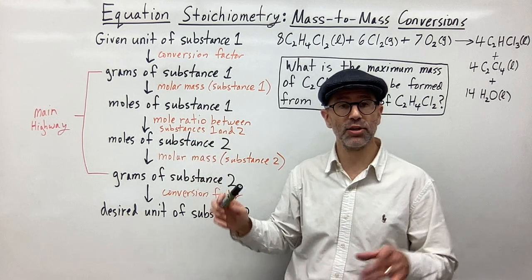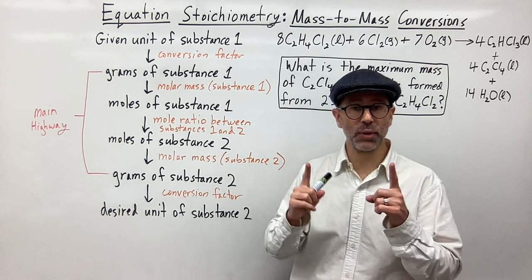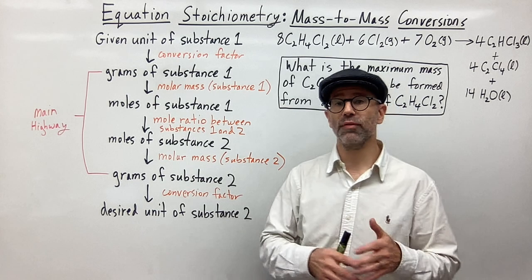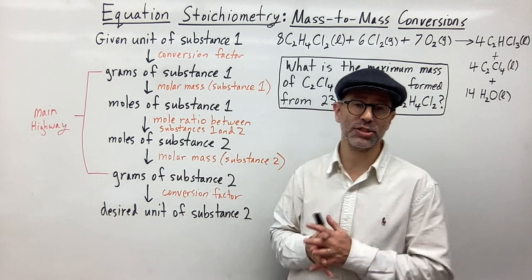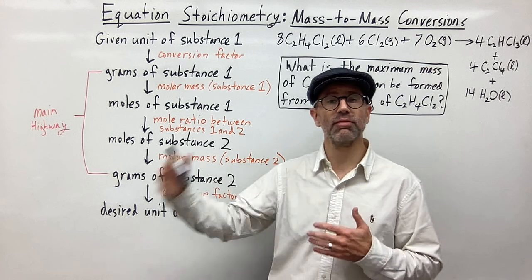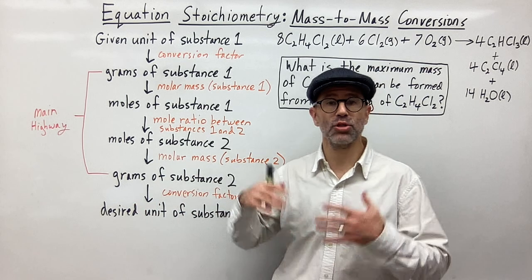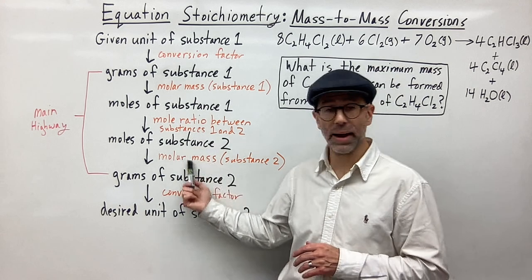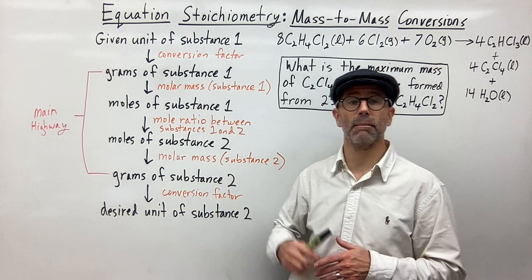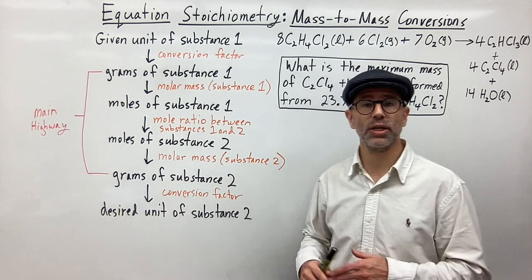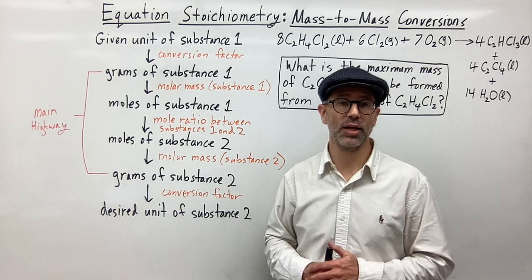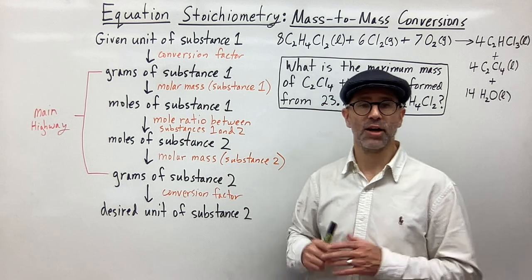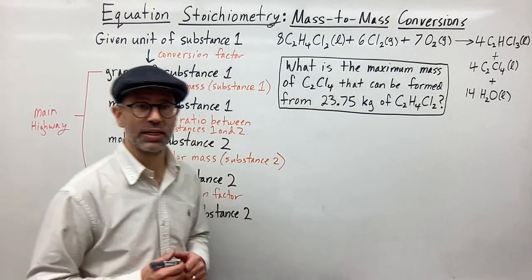And then from there, we can use the mole ratio in our balanced equation between the two substances that we're interested in. Once we've got the moles of our desired substance, we just use the conversion factors we need to convert to whatever the unit is, in this case, mass. So again, use the molar mass of your substance 2 to convert back to grams. And then if you need to convert to a different mass unit, use whatever conversion factors you need to convert to that unit.